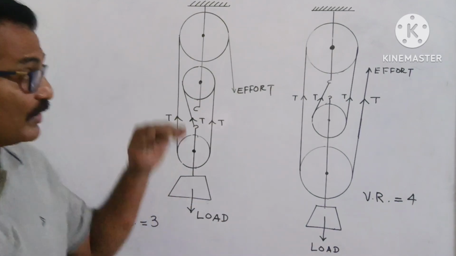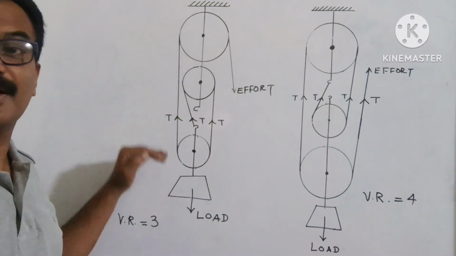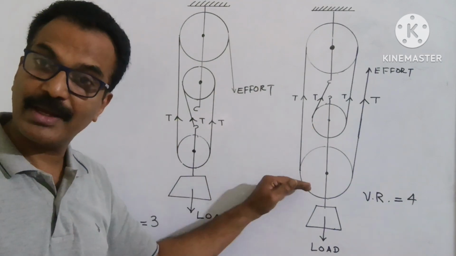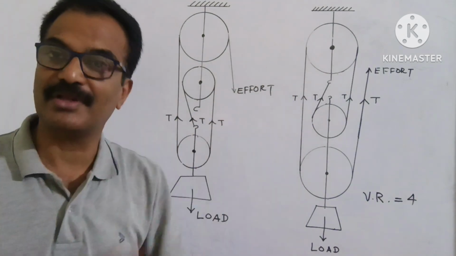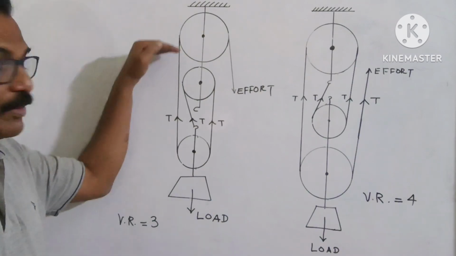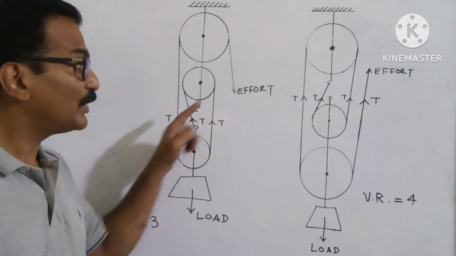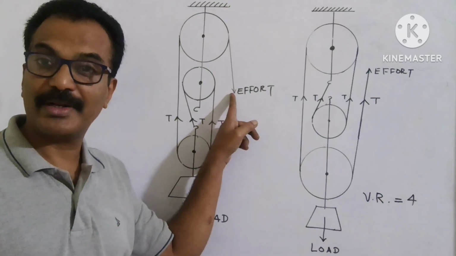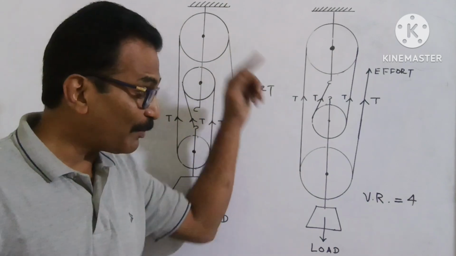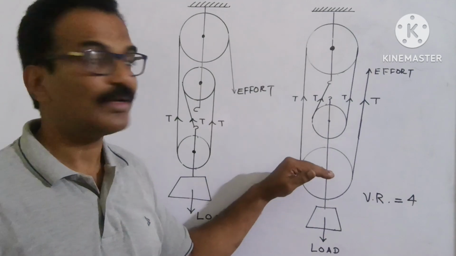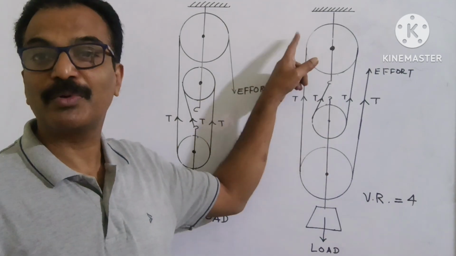So in a block and tackle system, if the total number of pulleys is odd, the number of pulleys in the upper block can be one more than the number of pulleys in the lower block, or the number of pulleys in the lower block can be one more than the number of pulleys in the upper block. If the number of pulleys in the upper block is one more than the number of pulleys in the lower block, you have to apply effort in the downward direction. If you are applying effort in the upward direction, that means the number of pulleys in the lower block is one more than the number of pulleys in the upper block.